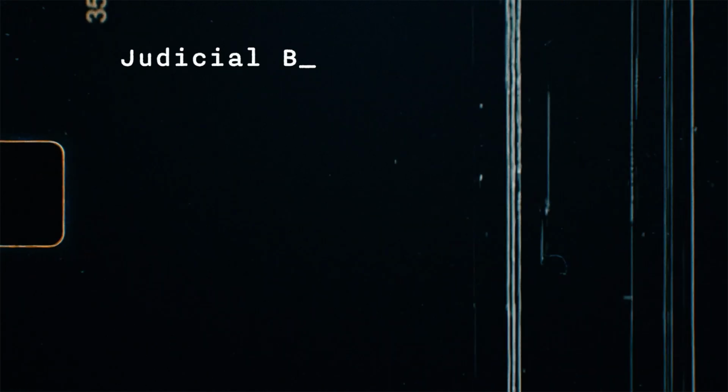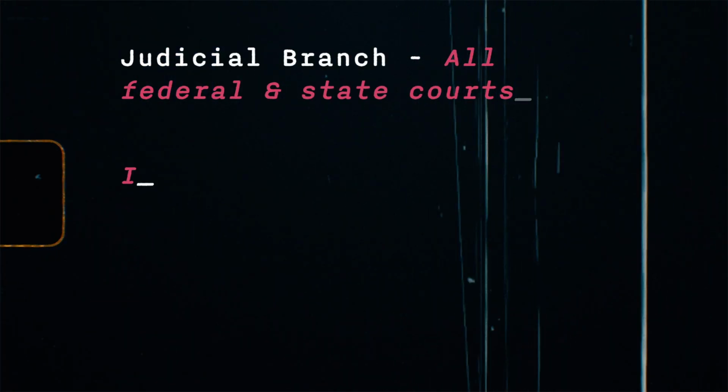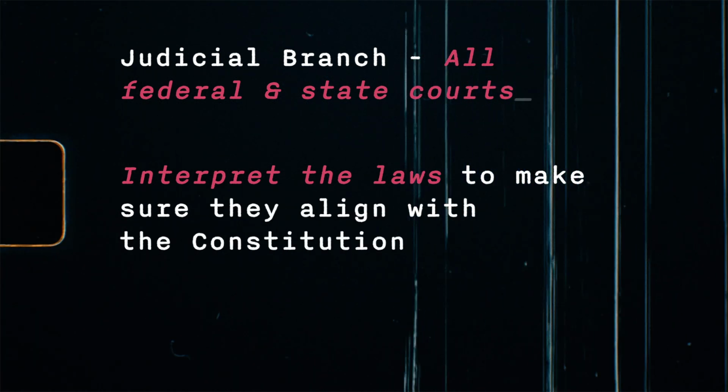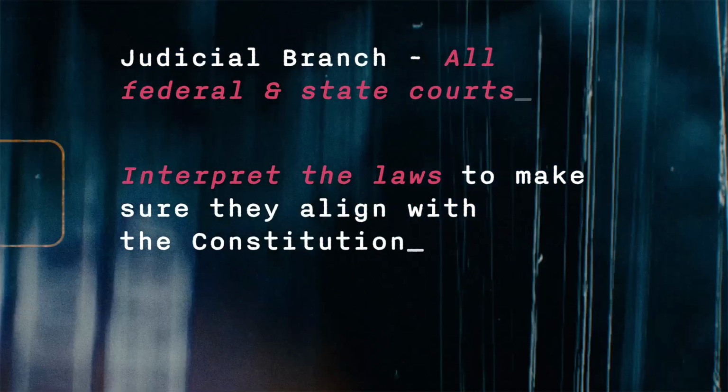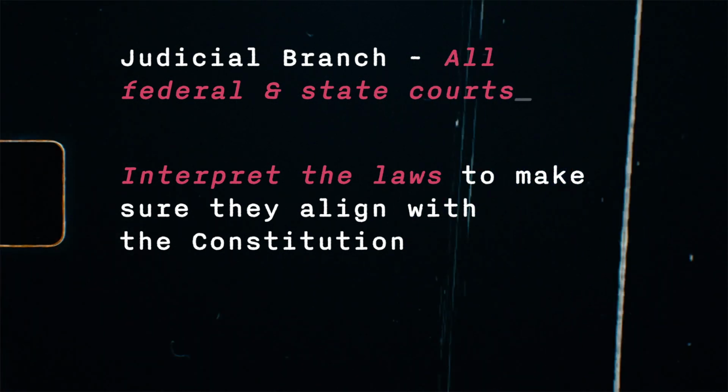Then we have the judicial branch. This branch includes all federal and state courts interpreting laws to ensure that they align with the Constitution. This branch is vital in deciding whether laws and actions taken by law enforcement are actually constitutional.